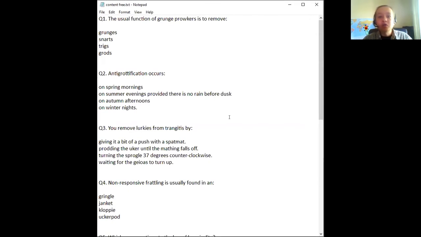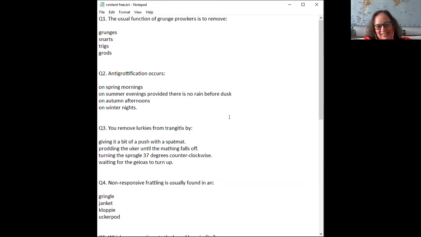The usual function of grunge pokers is to remove grunges, snarts, trigs, or grods. So let me ask Marianthi, what did you have for that? We put grunges, which is absolutely the correct answer. Can you tell me why you picked the word grunges? Because it was the first answer. That's very honest, I have to say. Grunge pokers would have to be something related to grunge, so yes, I would go for that. That's exactly right.